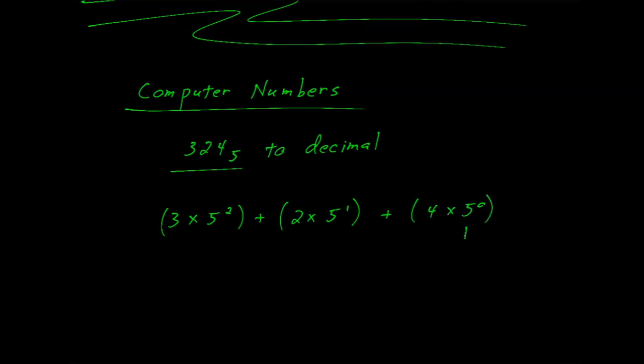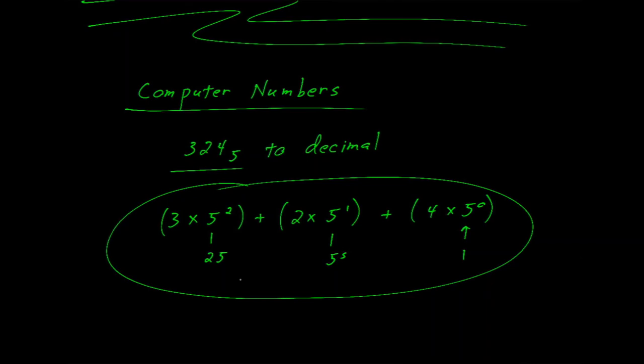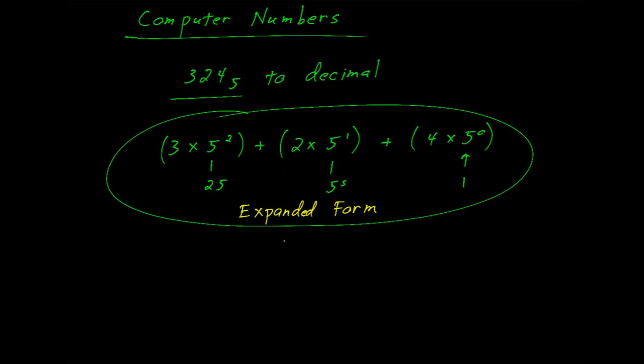We would identify this 5 here as the ones place, this as the fives, and this here as the 25s. So you could say we have 3 25s, 2 5s, and 4 1s. On quizzes and exams, you'll see this referred to as expanded form. Which is good, because once you have things in expanded form, it's very easy to convert to decimal. For example, 3 times 5 squared is 75, 2 times 5 is 10, and then 4 times 1 is 4, which tells us that 324 base 5 is equal to 89 base 10.